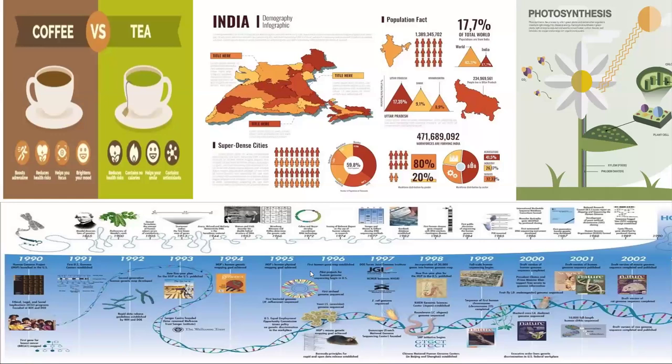Here again, we have shown you some types of infographics in the form of pictures. On the top left-hand side, you can see the difference between coffee and tea, and in these four icons we have shown how coffee is different from tea. And if you see the image of this map, some infographic has been shared. Below, you can see an example of a timeline.